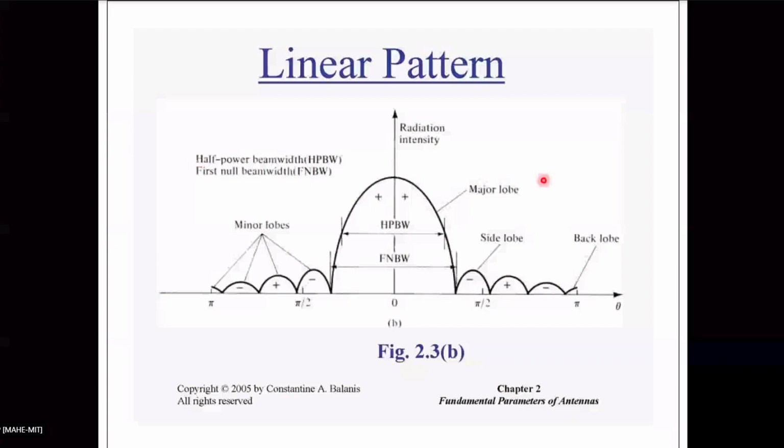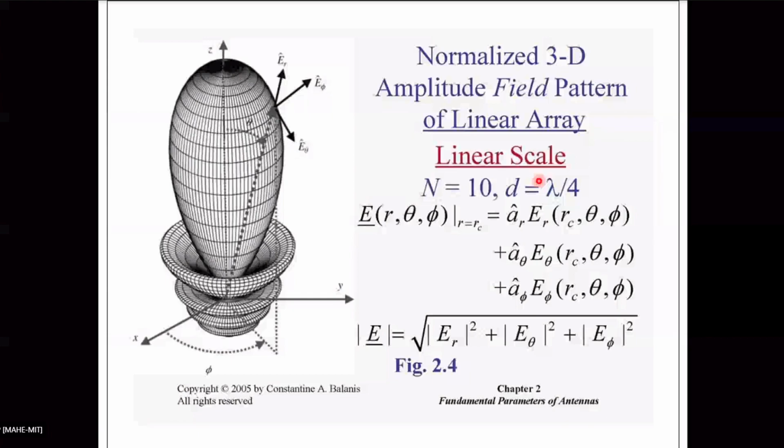So I'll go to the next slide. Normalized 3D pattern. If you vary both theta and phi, how will the pattern look? This is an example of a 3D pattern. Can you make out the difference between the 2D pattern and the 3D pattern? Yes, sir. Okay, a 2D pattern is basically a cross section. You take it in some planes, like the horizontal cross section or the vertical cross section.